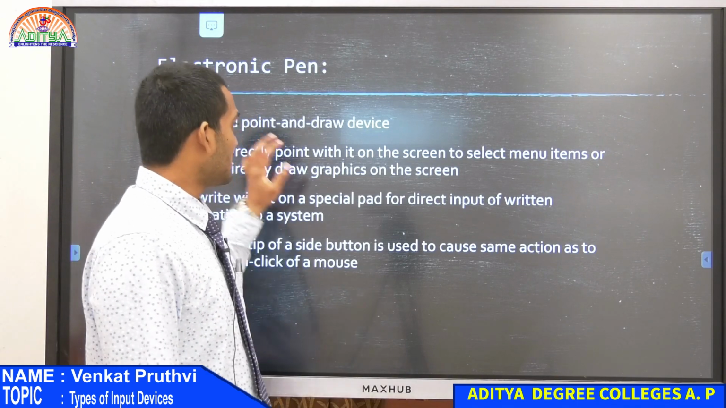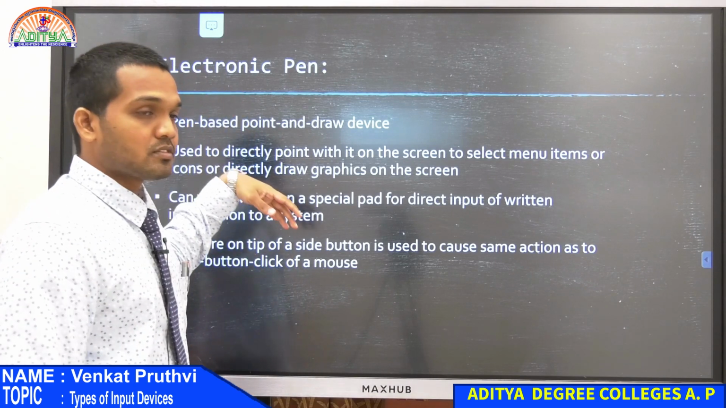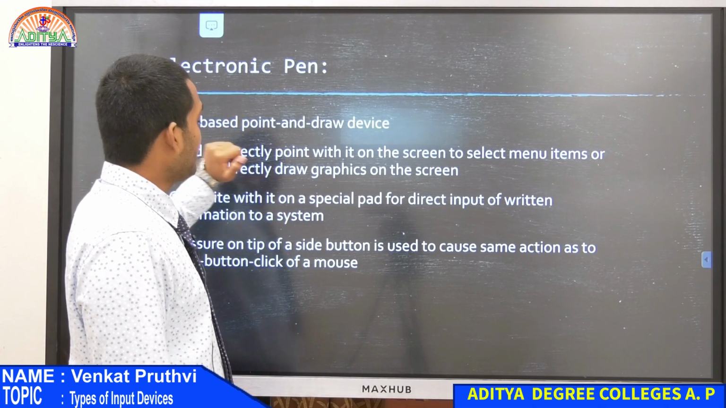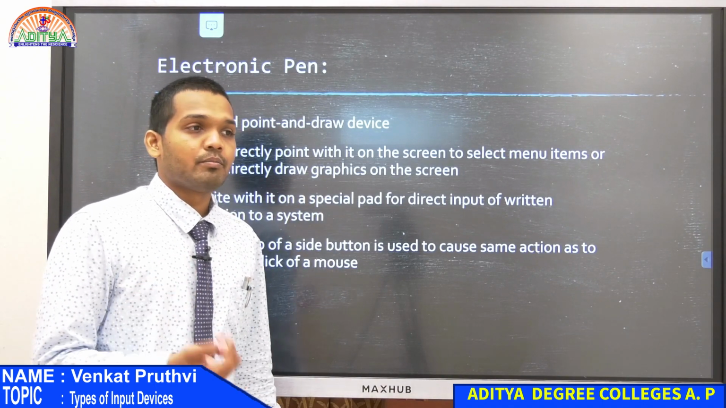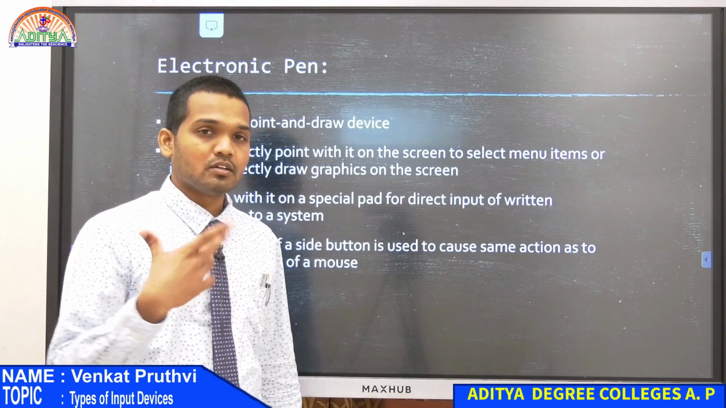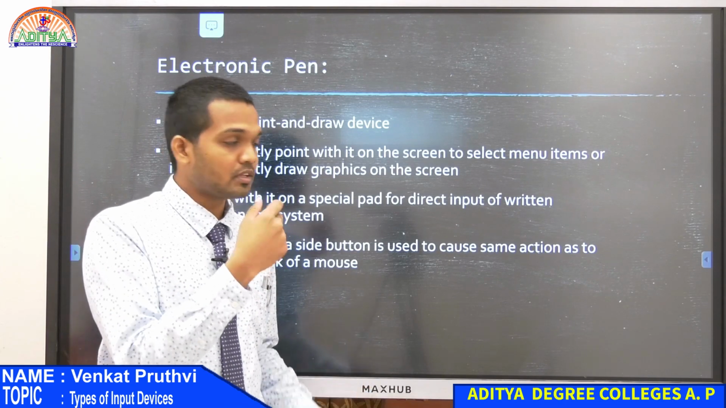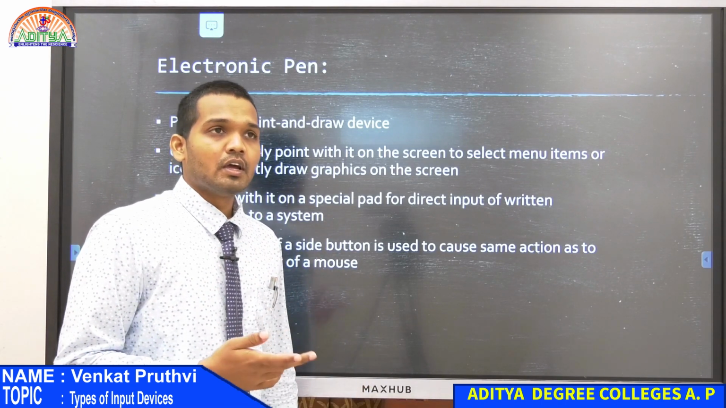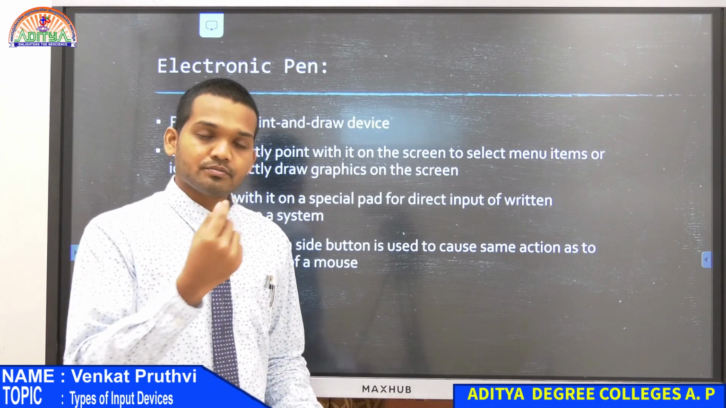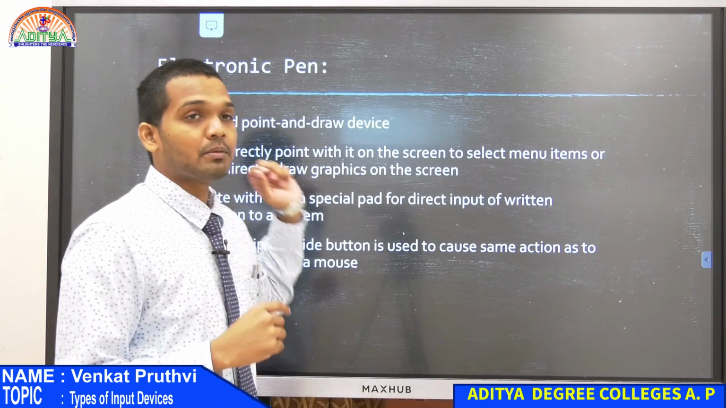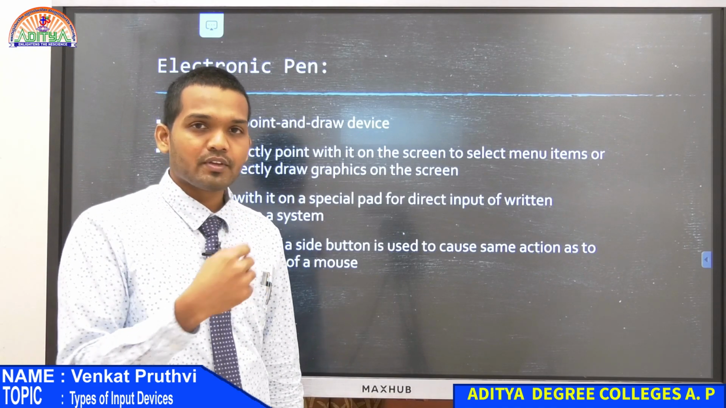And then we have the electronic pen. Most of you might have understood, or you might know, what an electronic pen is. If you don't know, you can just listen: it is a pen based point and draw device. It just looks like a normal pen, or most of us know the stylus that we have in the mobile phones these days. If you have seen the Samsung Note series, you have a stylus that is provided with the phone, and in the olden days also for Nokia phones you used to have a stylus. That stylus is similar to this electronic pen, but these pens just look like a normal pen or a marker that we use these days.